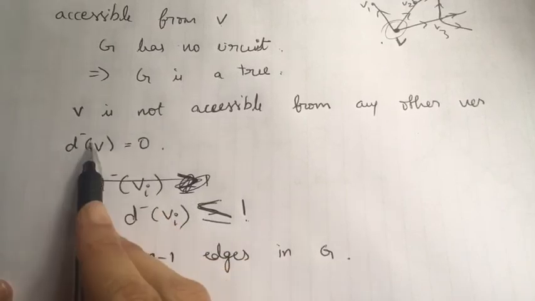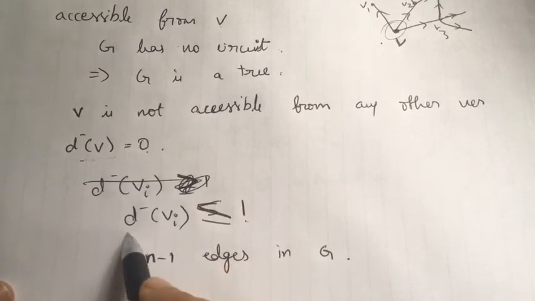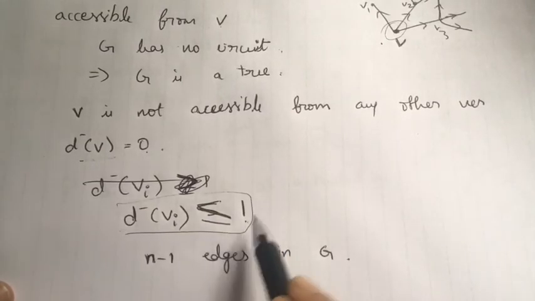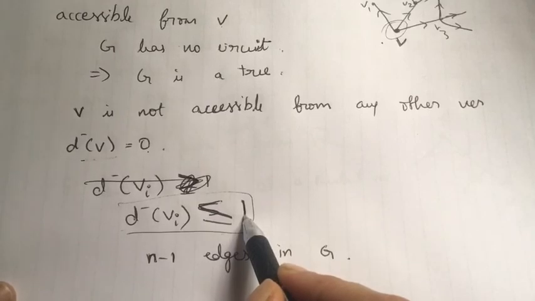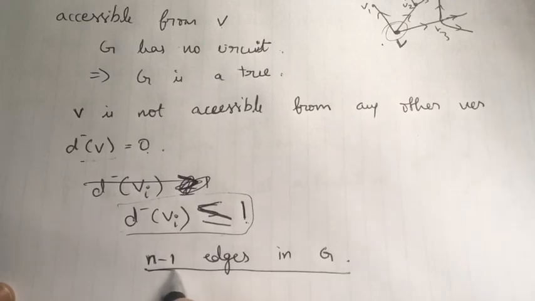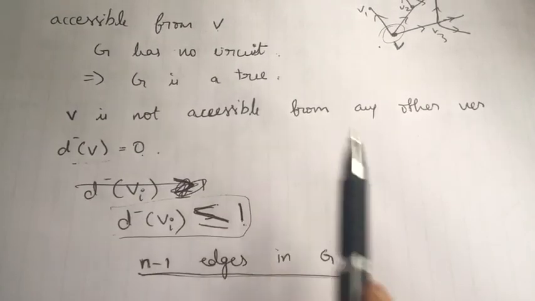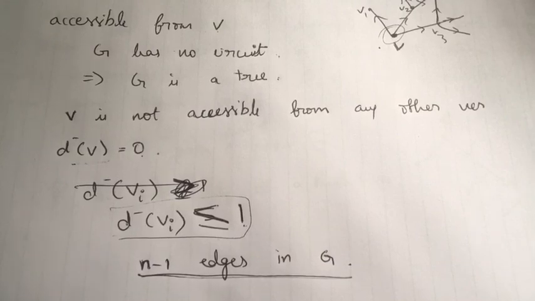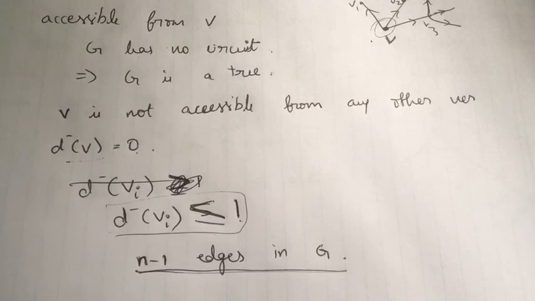So there is one vertex of in degree 0 and every other vertex has got in degree at least 1. So the in degree cannot be greater than 1 because of this condition. Therefore, I have got one vertex of in degree 0 and every other vertex is of in degree 1. So that graph G becomes an arborescence.